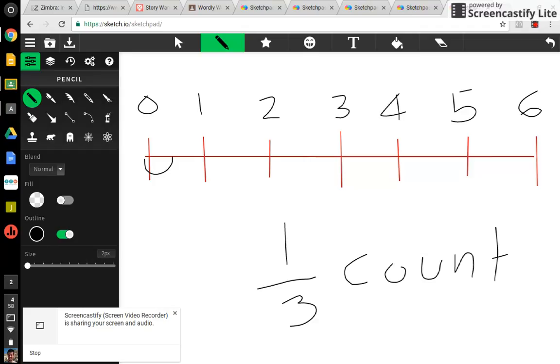1/3 makes 1 cupcake. Another third makes a second cupcake. And finally, a third makes our third cupcake. So notice how we've used 1 cup of batter and we've already made 3 cupcakes. Three cupcakes.